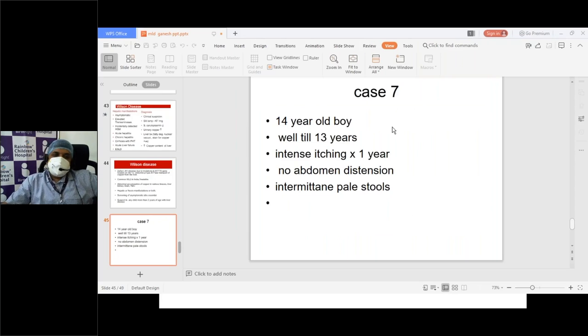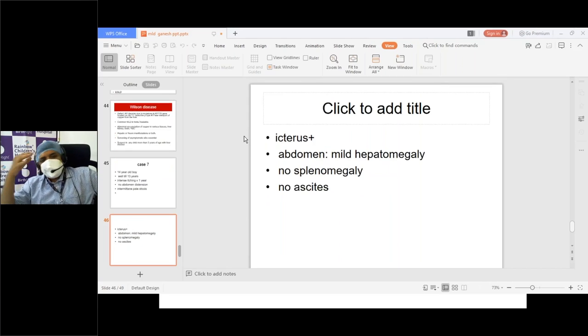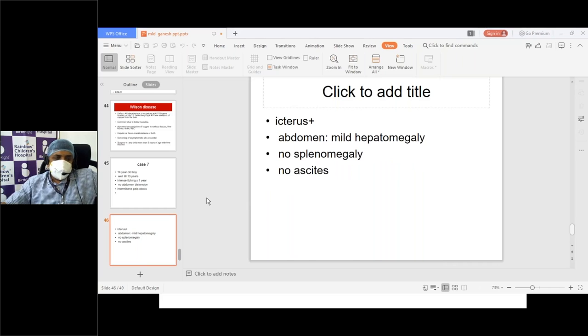And the next case is a 14-year-old boy. He was apparently well till last year, and for the last one year he has been itching. The itching was so marked that even his hands and palms have become thick, and there was no abdominal distension. Parents have not appreciated any jaundice, and the boy himself gave the history that he is occasionally passing pale or white stools. On examination, we noted a faint dicrotic pulse. Abdomen examination revealed only a mild hepatomegaly. There was no splenomegaly and no ascites.